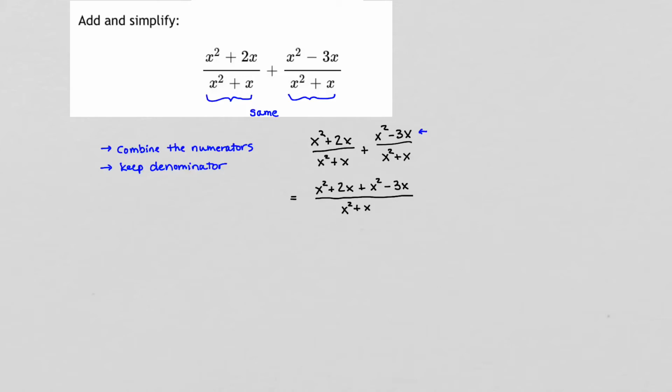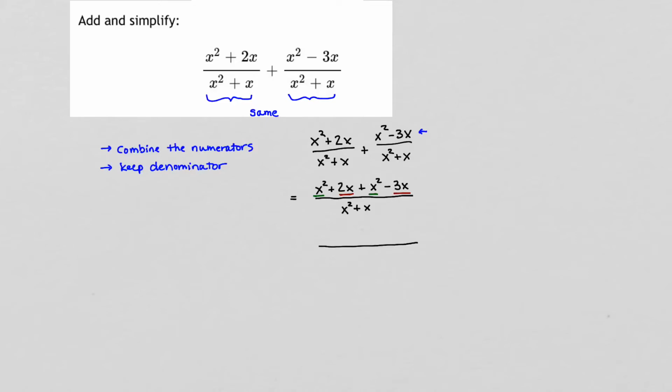So the first step we've done is we've combined our numerators and we've kept our denominator the same. Now, once we've combined our numerators, we go about combining like terms. We have to look and see what looks alike. We have two x squared terms, and those can be put together. And we also have two linear terms, a 2x and a minus 3x. When you combine like terms, you have to be really careful. When we combine like terms, we look to the coefficients.